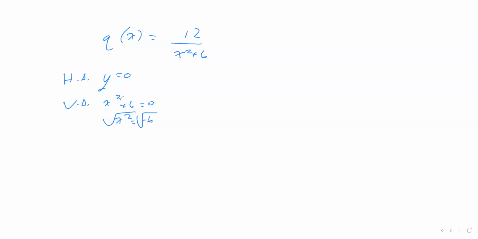Well, I can't take a square root of a negative, so there are no vertical asymptotes, right? You do need to check to see, does it cross the horizontal asymptote? Because it could. So I'll take 12 over x squared plus 6, set equal to 0. Just like we did today as well, we just cross multiply. So that's 12 equals 0, which isn't true. So it doesn't cross the horizontal asymptote.